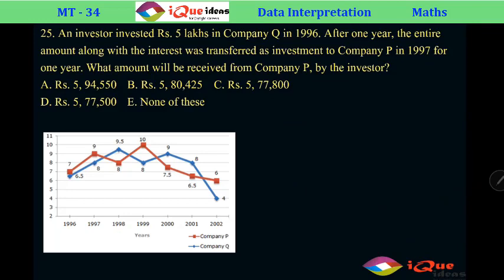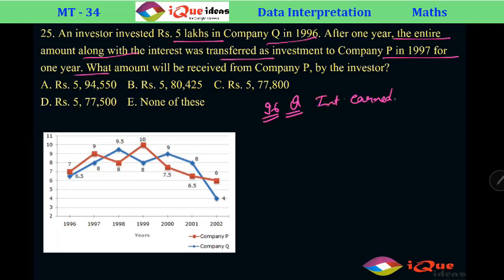Now the next question says an investor invested rupees 5 lakh in company Q in 1996. After 1 year, the entire amount along with the interest was transferred as investment to company P in 1997 for 1 year. So let's say in 96, the investment was done in Q, and the amount was 5 lakhs. First of all, what is the interest earned?